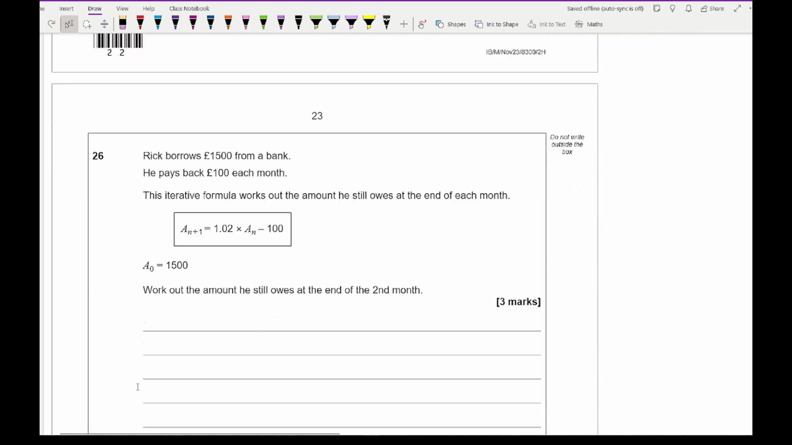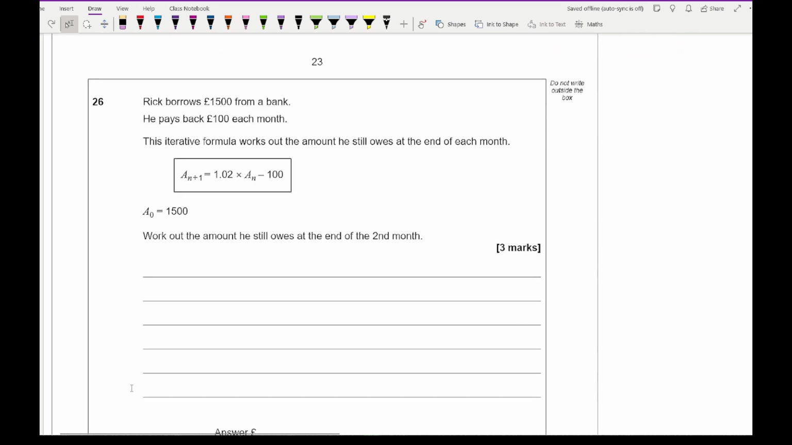Moving on to question 26, it says Rick borrows £1,500 from a bank. He pays £100 each month. The iterative formula works out the amount he still owes at the end of each month. A0 equals 1,500, and the question is asking us to work out the amount he still owes at the end of the second month. So for this, if we first of all work out how much he owes after the first month, well, that's going to be 1.02 multiplied by the previous value, which is 1,500.